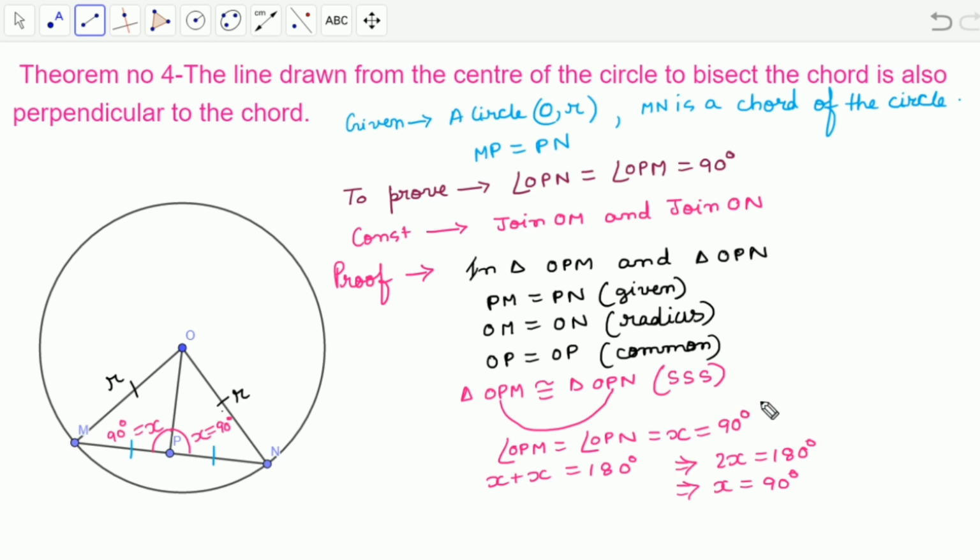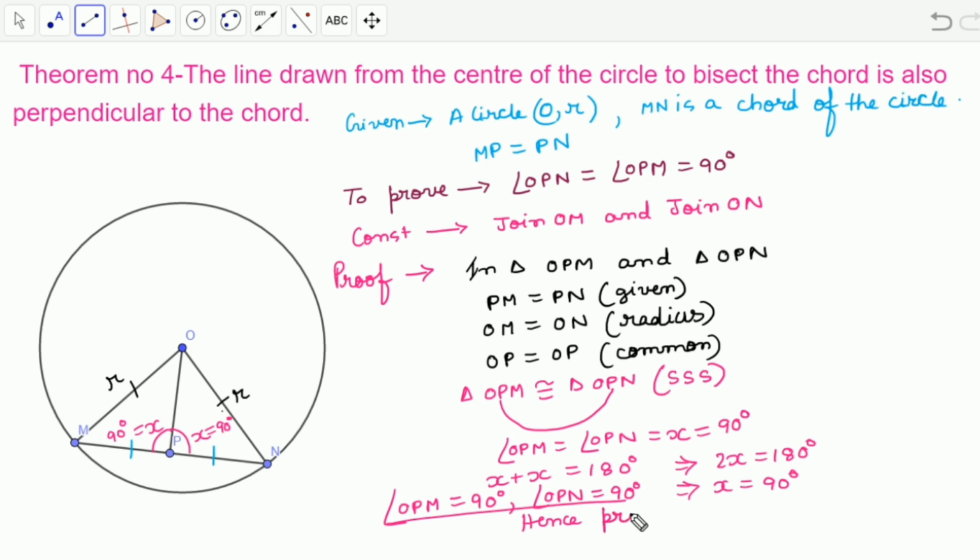So angle OPM equal to 90 degrees and angle OPN equal to 90 degrees. That's what we have to prove, and we have proved that, hence proved, right?